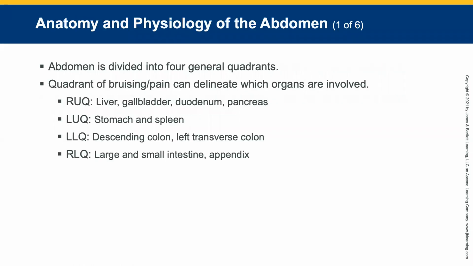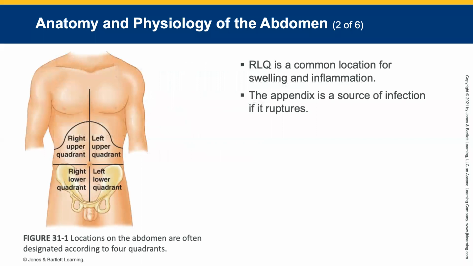All right, so the abdominal quadrants. Remember, we talked about this in previous chapters. The abdomen is divided into 4 quadrants. If y'all remember, you see them on your screen. There's RUQ, LUQ, LLQ, and RLQ. The quadrant location of bruising or pain can tell you which organs are possibly involved in the traumatic injuries. The RLQ is the common location for swelling and inflammation.